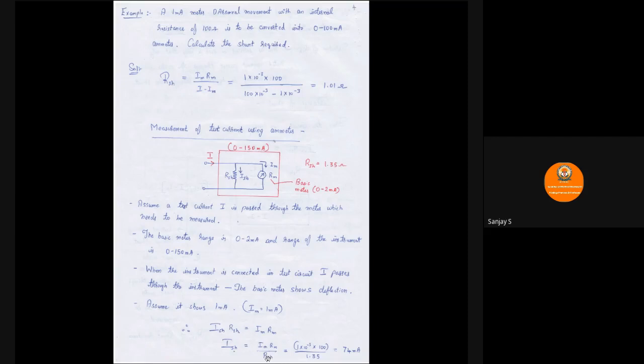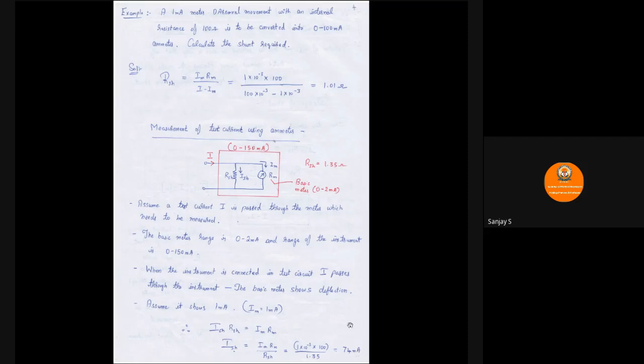We know R shunt and Rm, and we have seen the deflection Im. So 1 into 10 power minus 3 into 100 divided by 1.35 will give me I shunt, which is 74 milliamperes. So I have got the value of I shunt calculated now. This I shunt, when you add it with Im, will give you the unknown current. So Im is 1 milliampere.